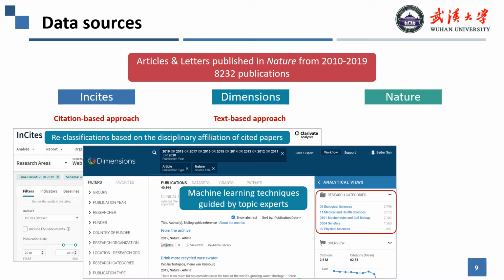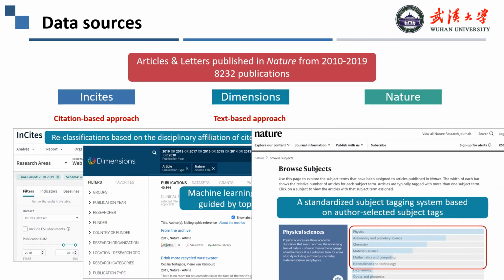Springer Nature constructed a standardized structure for the subject tagging of its own publications. Based on the author-selected subject tags, all articles can be affiliated to at least one proper field. So it is used in this study as a representative of the author-selected based approach.